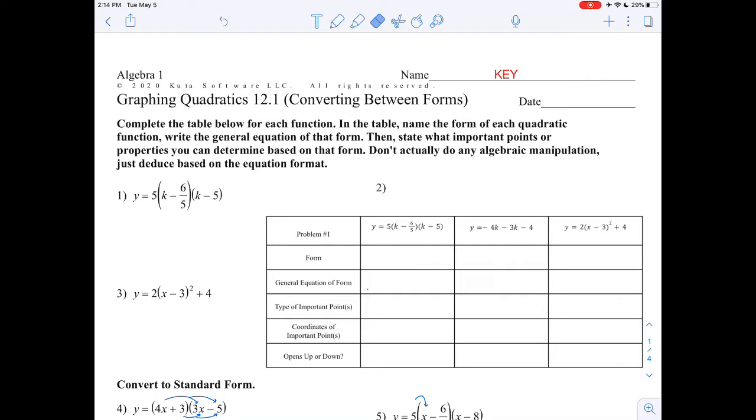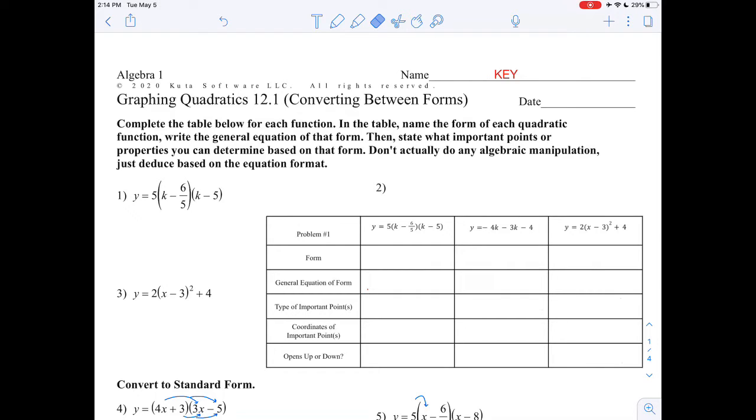So really it's going to be important that you understand what's happening when you're converting between all forms and what the properties of all forms are. So starting with problem number 1 here, we're asked for the form, the general equation of that form, the type of important points that we can pull from that form, the coordinates of those important points, and whether this function would open up or down.